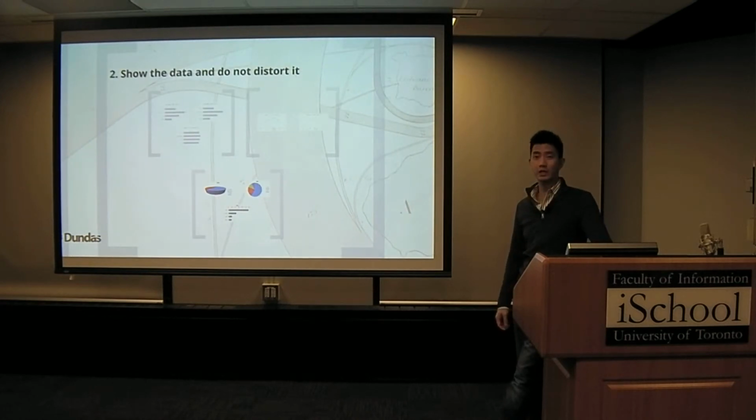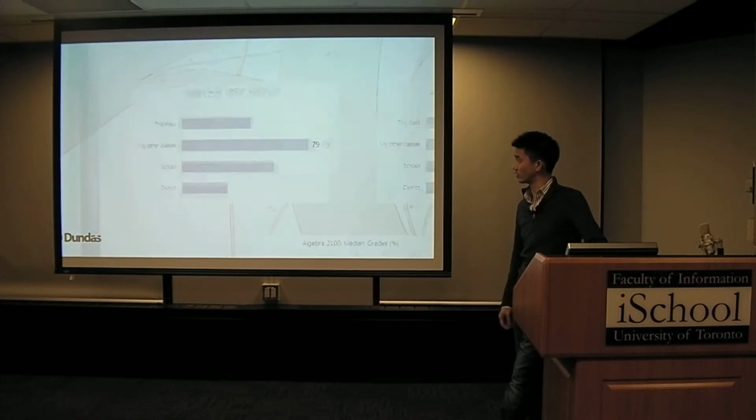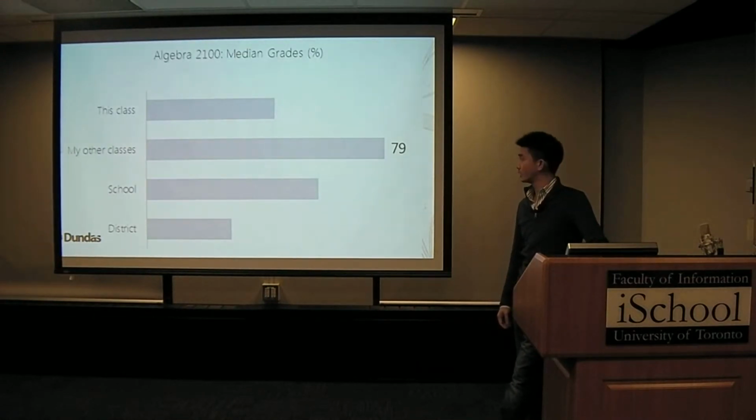2, show the data and please do not distort it. If you aren't sure what to do, at the very least, try not to distort it. This came up earlier, but how many of you can guess what the value of this class is? I provided the value of my other classes, just by judging the length of the bar. Any guesses?